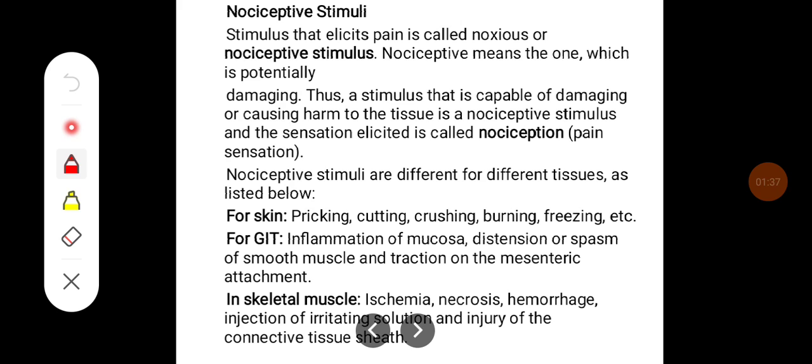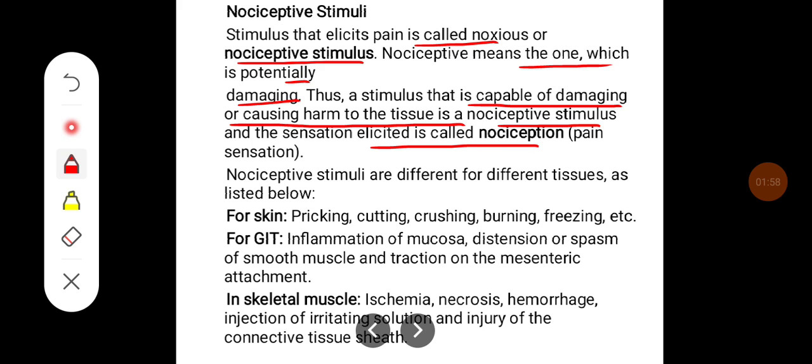What are the different nociceptive stimuli? A stimulus that elicits pain is called a noxious or nociceptive stimulus. Nociceptive means the one which is potentially damaging. Thus, a stimulus that is capable of damaging or causing harm to the tissue is a nociceptive stimulus, and the sensation elicited is often called nociception or pain sensation.